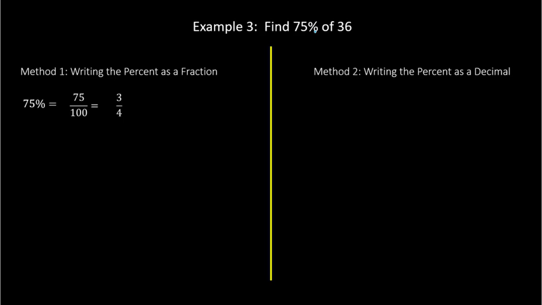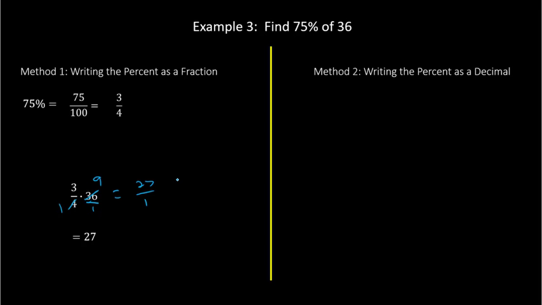So when we take 75% times 36, we now have 3/4 times 36. This one, the fraction method, will probably be simpler, because here, look at the 36 and the 4. You can divide both by 4 to simplify to get 9 and 1. So on the top we have 3 times 9 or 27. On the bottom we have 1 times 1 or 1. So we have 27 over 1, which is 27.